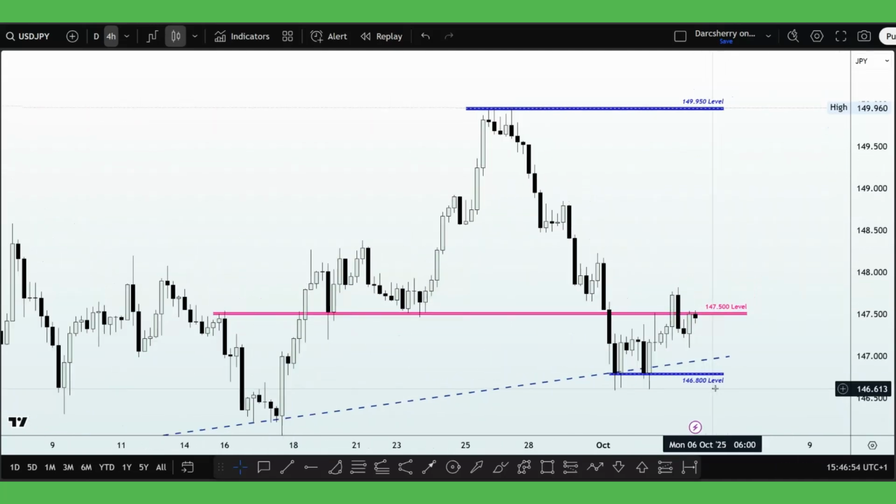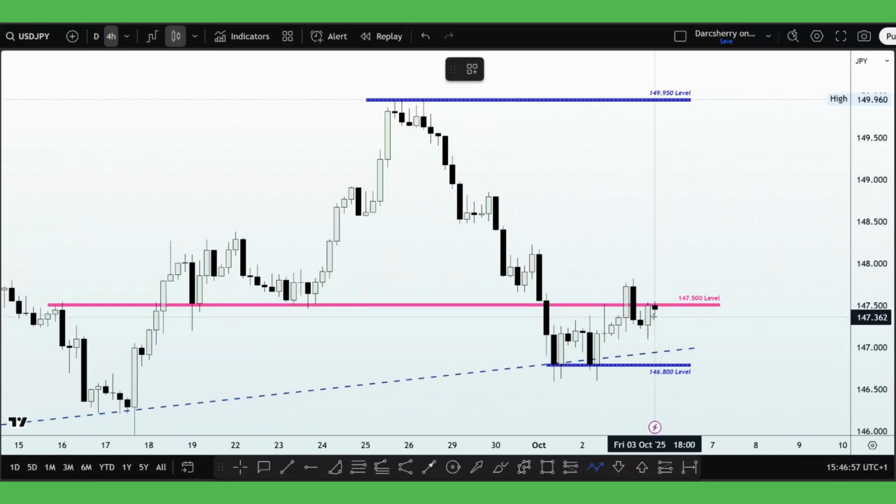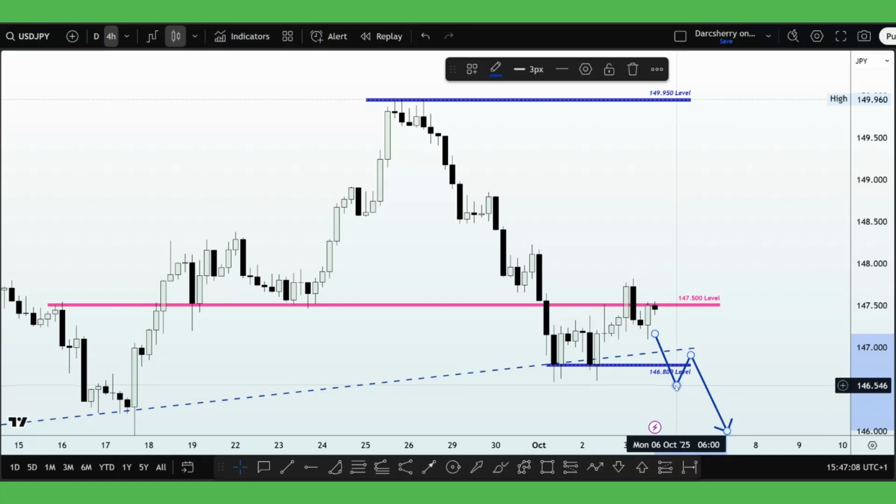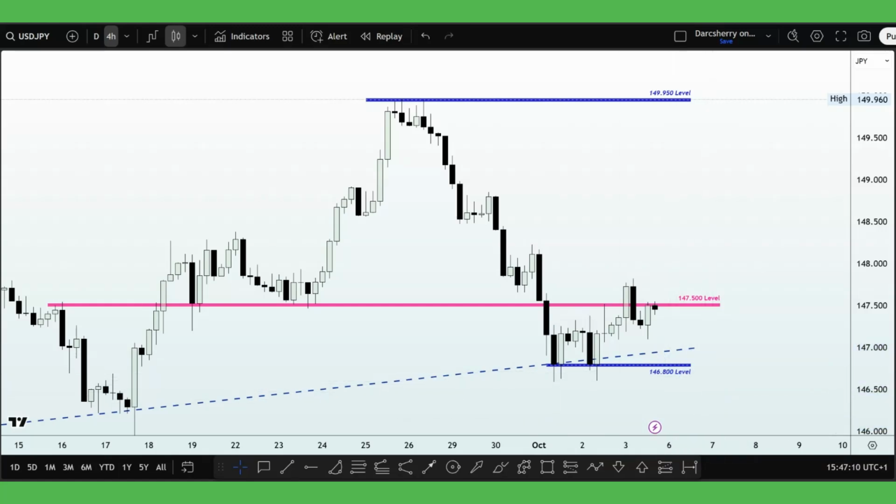My key levels are the 147.5. I will be maybe having my TP somewhere here if buyers take over the market, and then looking to sell only if the trend line and that level at the 146.8 is broken to the downside.